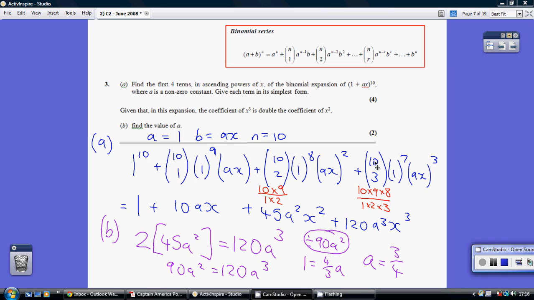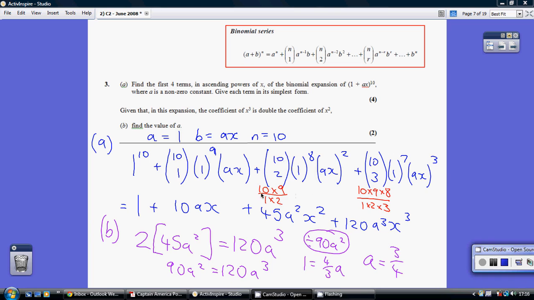Okay, and then our third term, 10 choose 3, and you can see what's happening. Look, the powers are going down by 1, 9, 8, so this is going to be 7. With our ax's, the powers are going up by 1, 1, 2, 3. So you can use your choose button on the calculator to work out what 10 choose 2 and 10 choose 3 are, but I don't think it's any bad thing to know the shortcut way to do this.